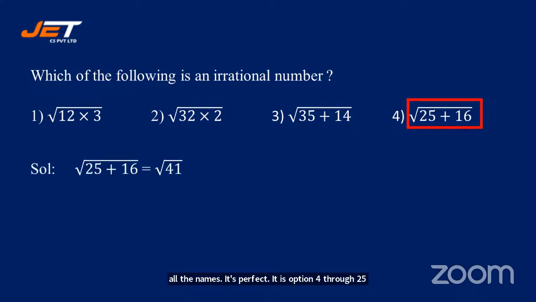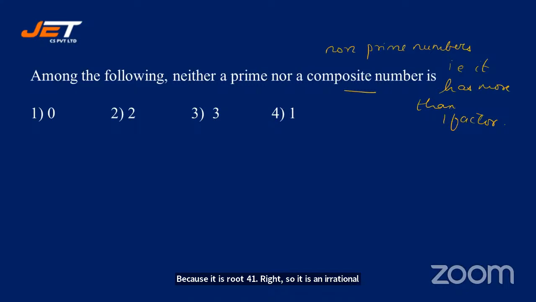How? Because it is root 41, right? So it is an irrational number. All right, see the next question.